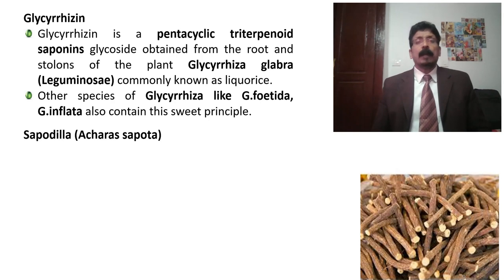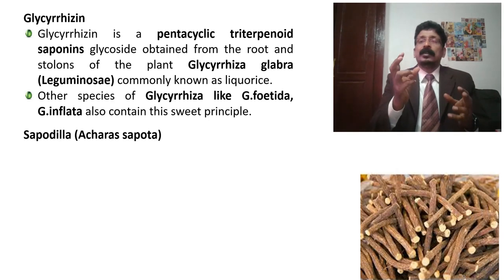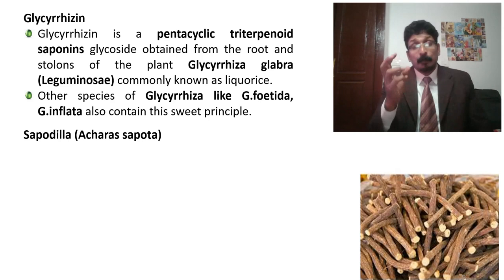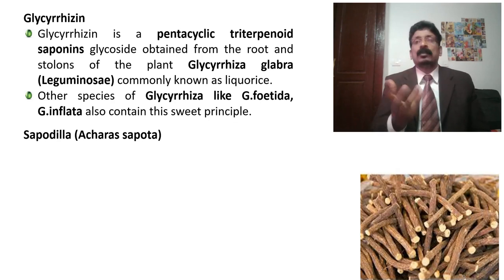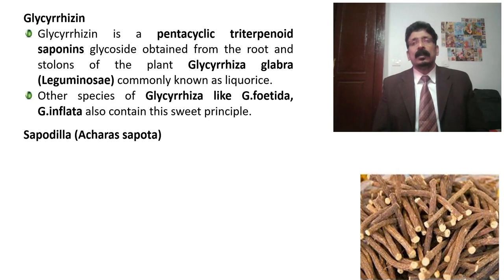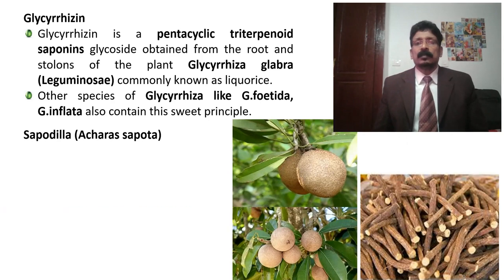Sapodilla, Achras sapota. Sapota fruit, I like more, not only me, you too, I hope. It's a brown color, very sweet, it looks like potato. But inside you have seeds, and we can prepare juice, and also a shake with milk. It's very sweet, you can see this fruit. Throughout the year it will give the yield. If you have one plant in your house, you can enjoy the fruit. Sweet and tasty.